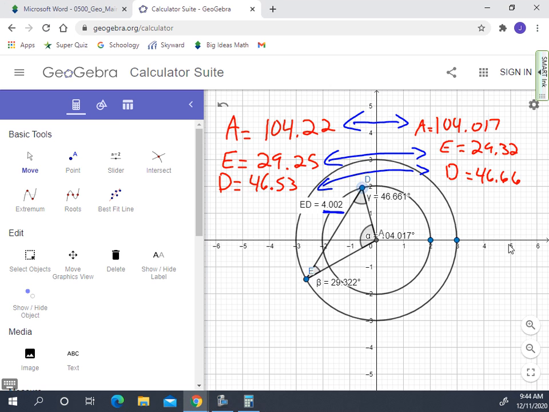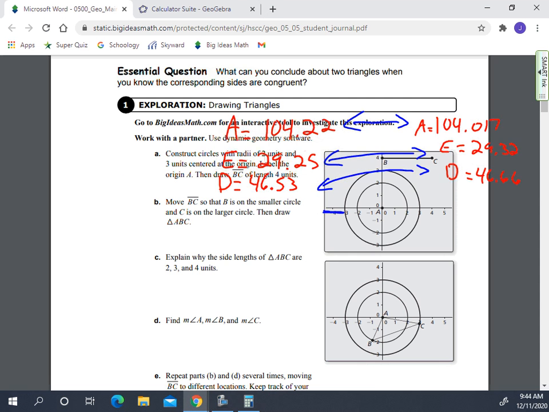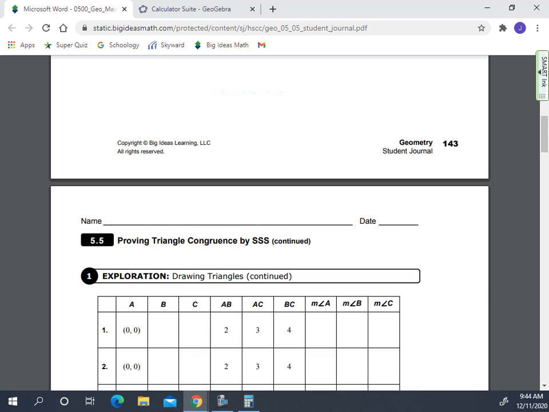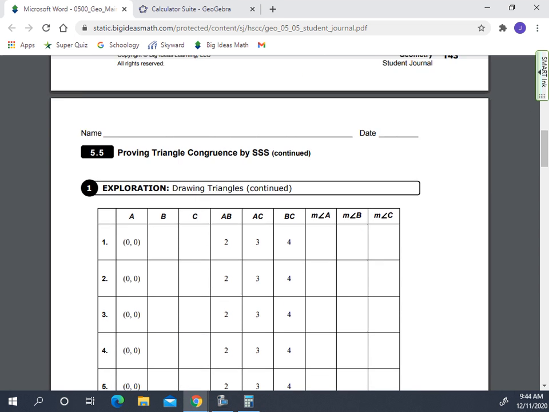That is what we're going to be working with today in lesson 5.5. When triangles have the same side lengths, they are congruent.